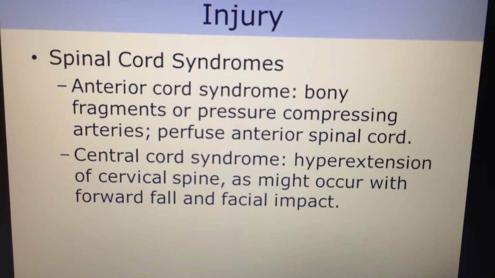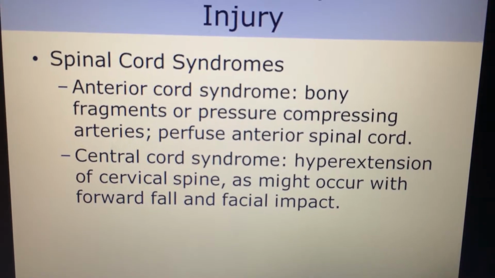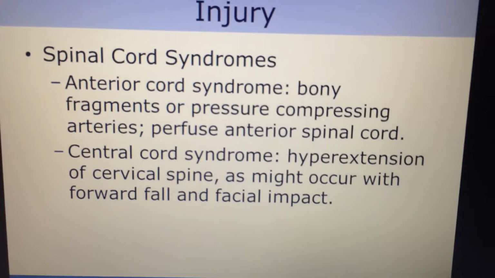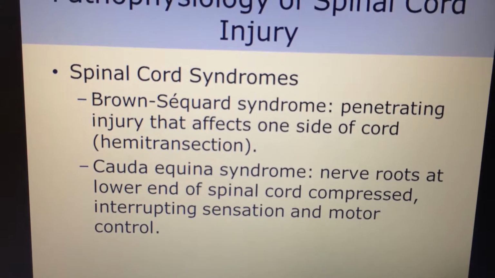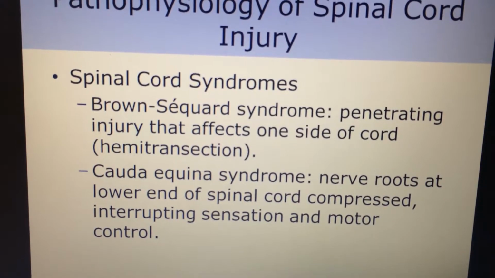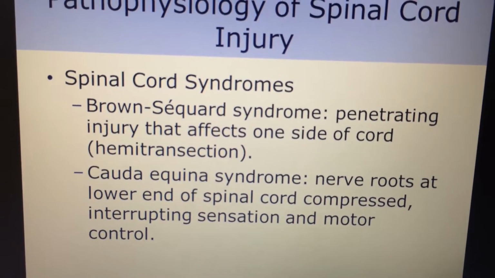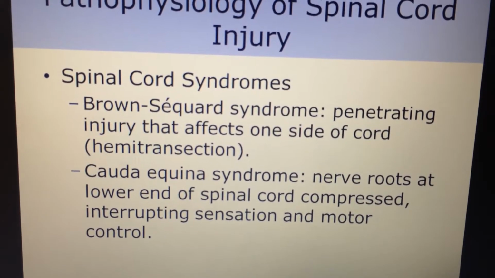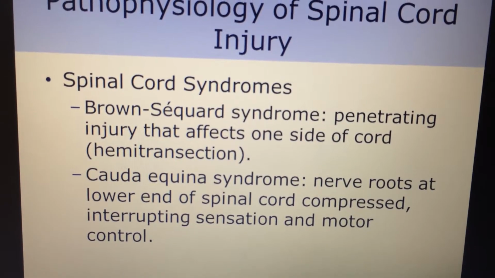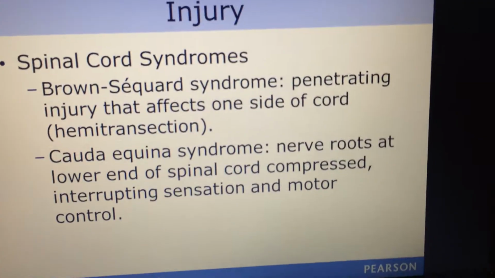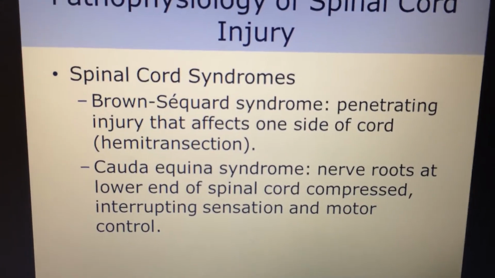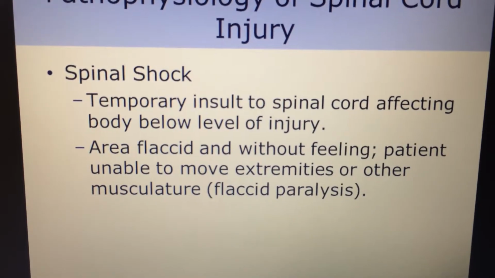So that falling forward, that front facial impact, is going to be more central cord, where your anterior cord, again, is going to be related to blood flow. And Brown-Séquard is going to be that penetrating injury I talked to you about that only affects one side of the cord. Cauda equina syndrome, again, is involving that nerve plexus, or those roots down in the lower end where no spinal cord is at, but we get compression of those nerve roots and it interrupts the sensation.